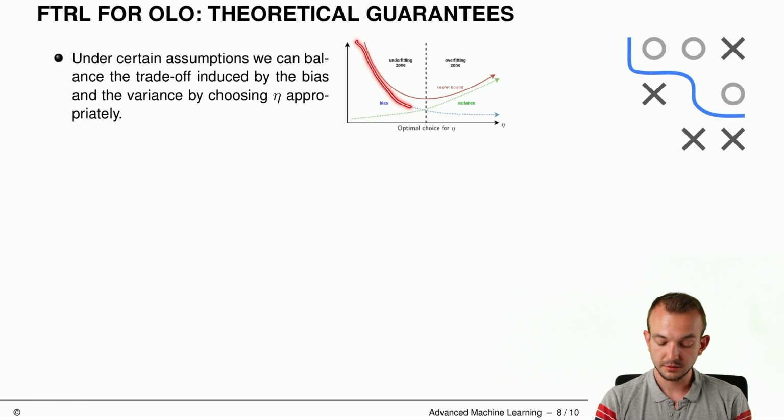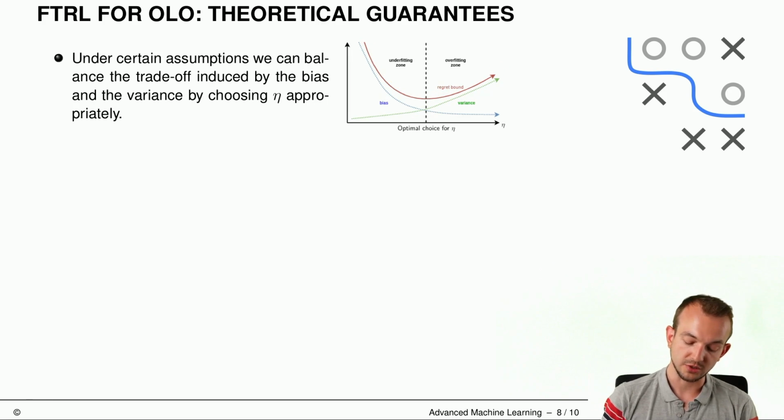All right, so graphically we have the following problem. The bias is going down with a larger regularization magnitude. The variance goes up. Somewhere where they are crossing, where both are in a good balance, there the overall regret bound will be optimal. And now the question is how can we find exactly this point, this optimal choice for the eta.